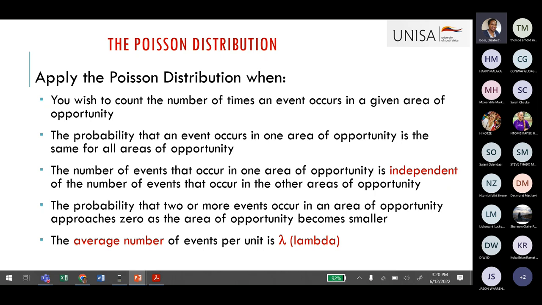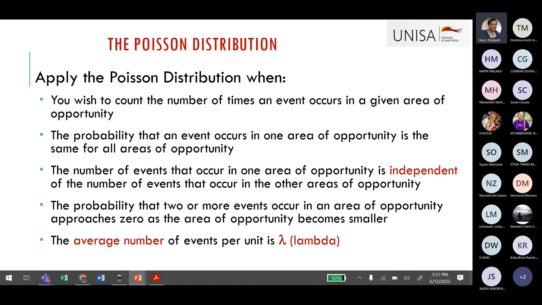The number of events that occur in one area of opportunity needs to be independent of the number of events that occur in the other areas of opportunity, because this is a random variable. It needs to be independent for us to use it. So one event cannot influence or affect the other event. The probability that two or more events occur in the area of an opportunity approaches zero as the area of opportunity becomes smaller and smaller.